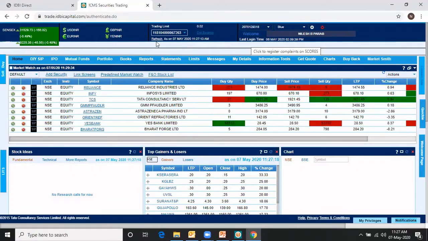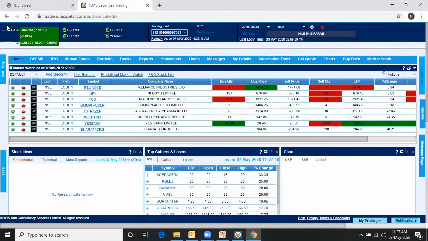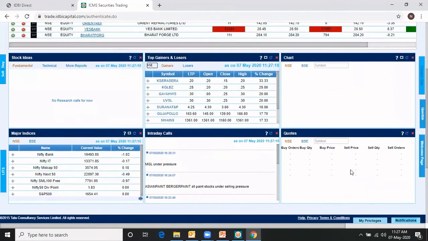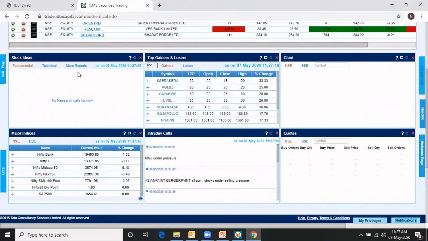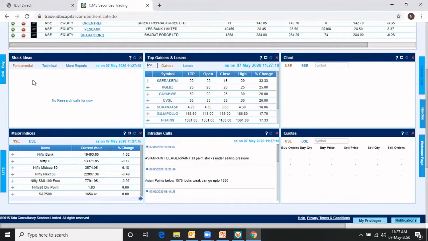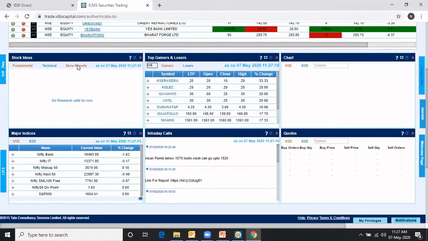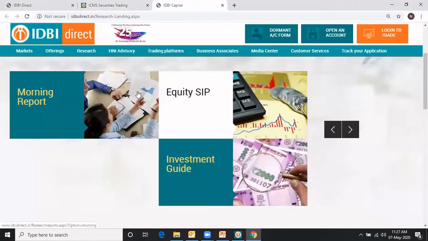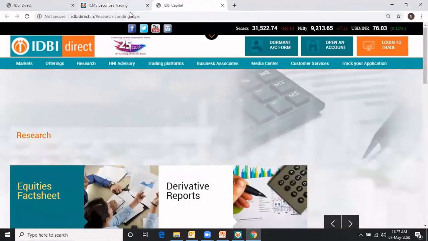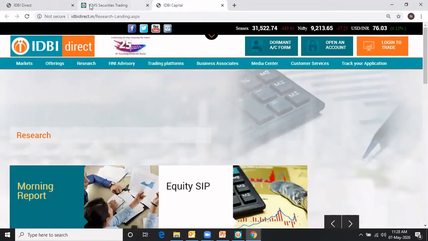So this portion we have covered till now. Now we will come to the bottom part of it. Okay. So this is the stock idea. Whatever research reports our research team sends to us through our registered email ID, you can see from here. If you click more reports, it will take me to a web page wherein I'll get different kinds of reports. Okay. Now we will not go there because that is not our intention for this demo.